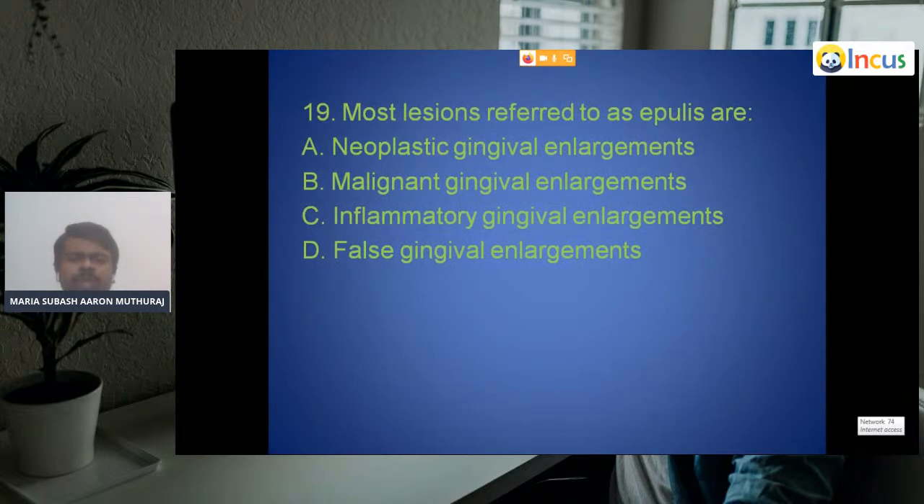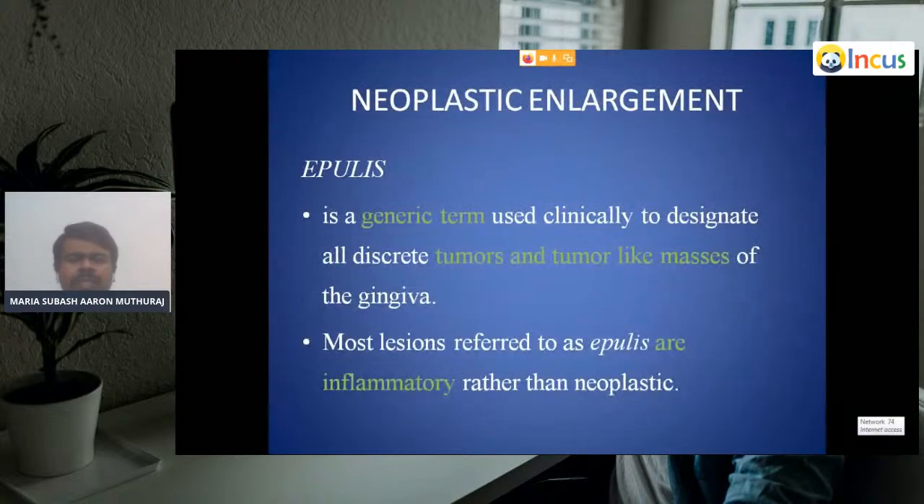Most lesions referred to as epulis are neoplastic, malignant, inflammatory, or false gingival enlargement. Epulis is a generic term. It is a general common term, and it usually designates all the tumors and tumor-like masses of the gingiva.